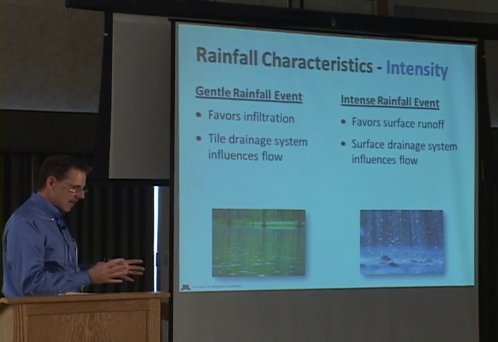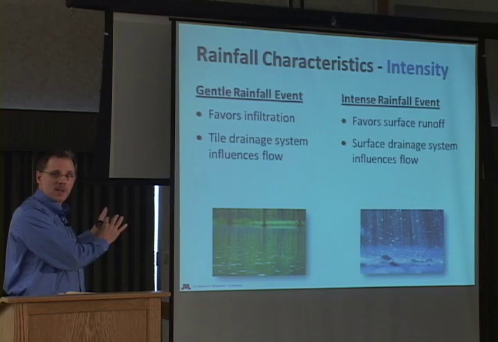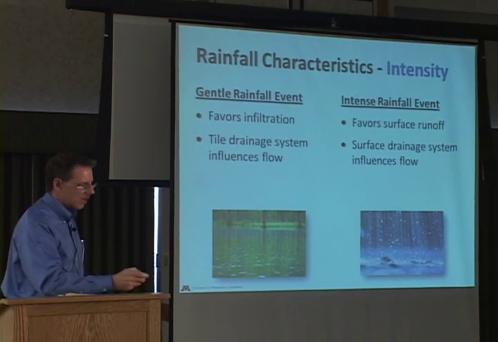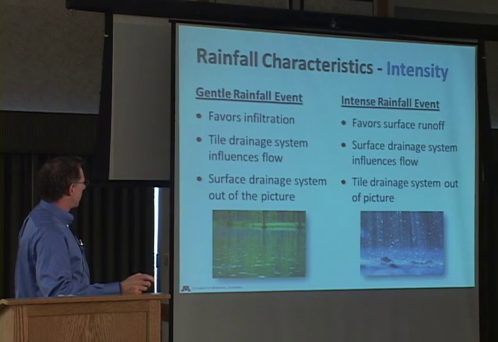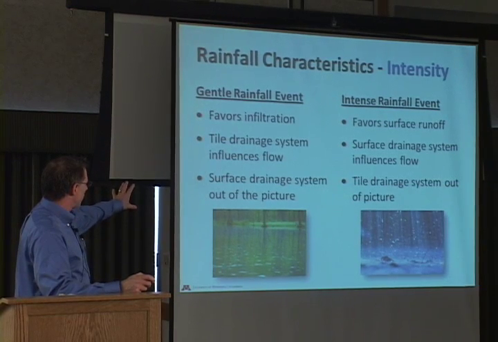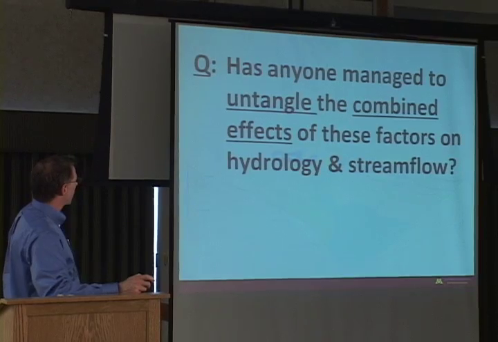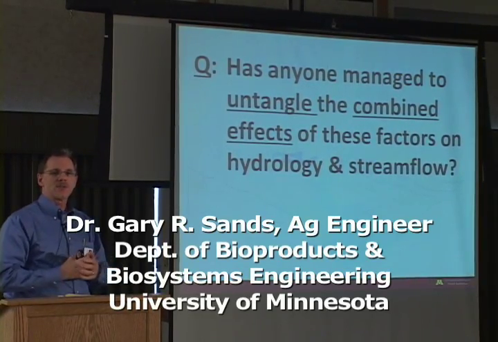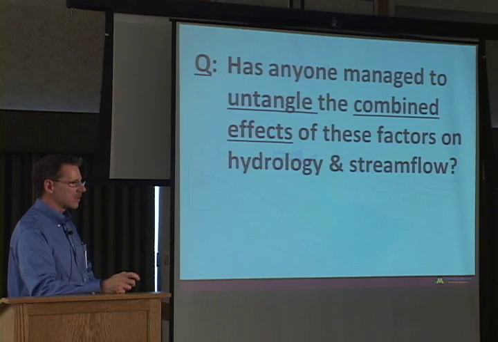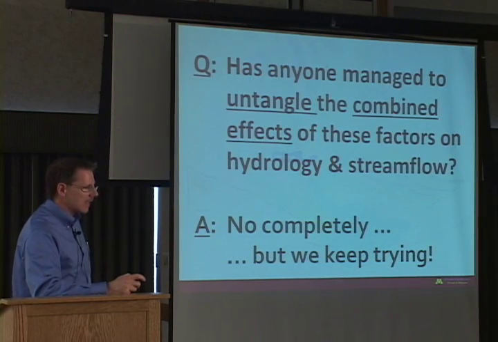So there we have the same landscape, the same drainage, surface and subsurface, and guess what? Because we had a different type of rainfall event, the hydrology is different. So again, it makes it very challenging to make these very broad general statements about how the landscape performs. In the general rainfall event, the surface drainage system is kind of out of the picture. In the intense rainfall event, the tile drainage system is really pretty much out of the picture. So has anyone managed to untangle this web of complex factors that determine our hydrology and stream flow? Not completely, but we're still trying, and we're going to keep trying.